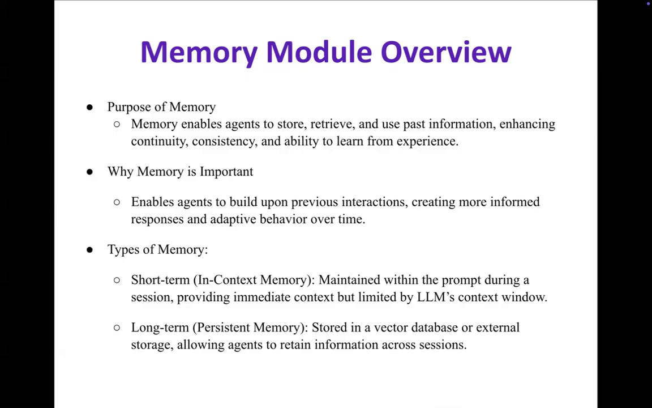So the different types of memory include short-term, which is in-context memory, which is maintained within the prompt during a session, and it provides immediate context. The long-term persistent memory is stored in a vector DB or external storage and allows agents to retain information across sessions.